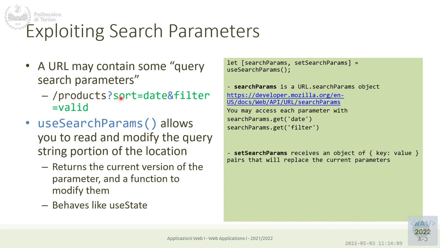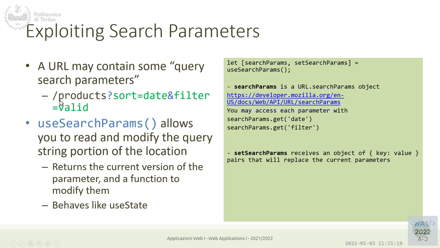But of course, you can extract these parameters with this hook. And if you want to change these parameters, which is a strange notion, why should I want to change some search parameter? Because I want to run a new search. Of course, I'm not changing the parameter for me, I change the parameter for another page that will then recompute some results. So constructing a URL with a different set of parameters can be done by just calling setSearchParams with an object of key-value pairs, so it will be an object with sort: date and filter: valid and so on. You call the set, and it will create and replace the current parameters without changing the location.